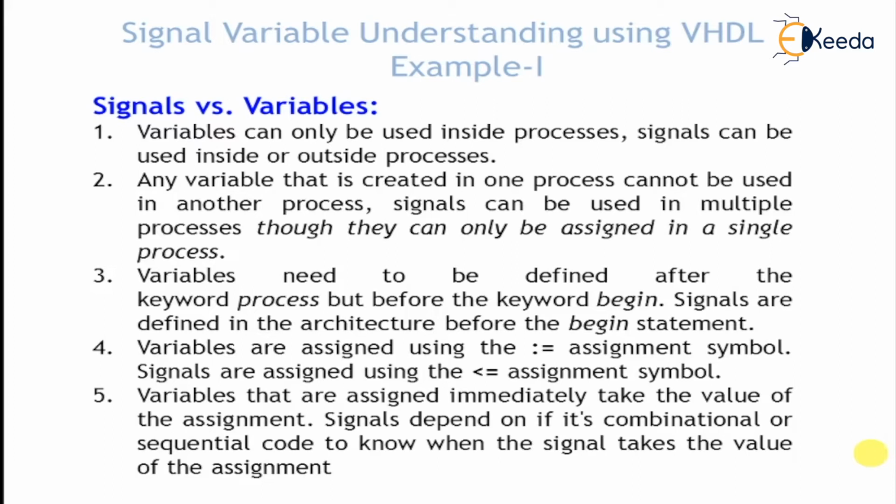Variables that are assigned immediately take the value of the assignment. A signal depends on whether it is combinational or sequential code. Okay, try to understand. A variable takes the assignment very immediately. In this case a variable takes a very immediate action, but signal assignment depends on either the combinational circuit or the sequential code. Okay, so let's see.